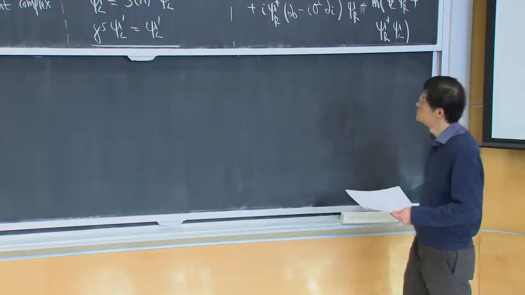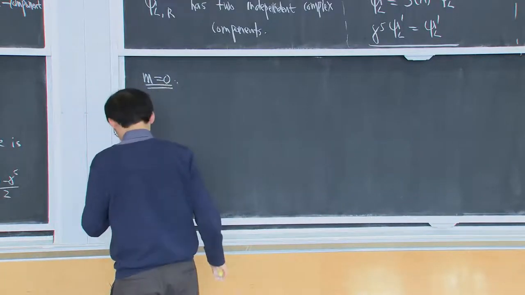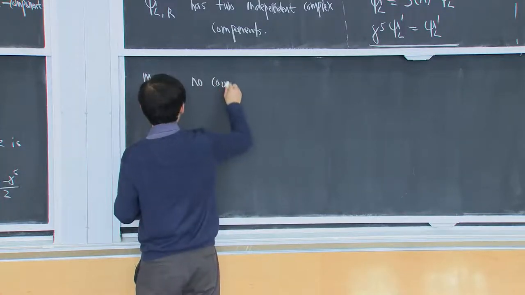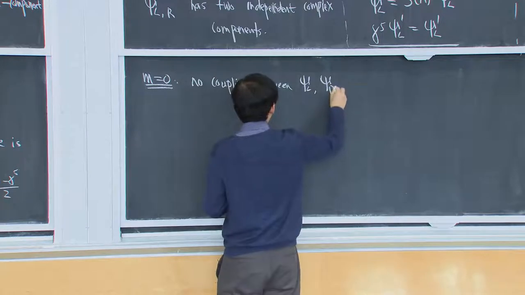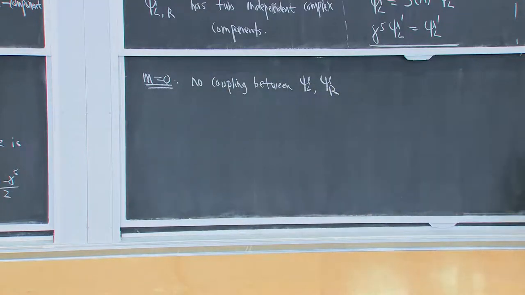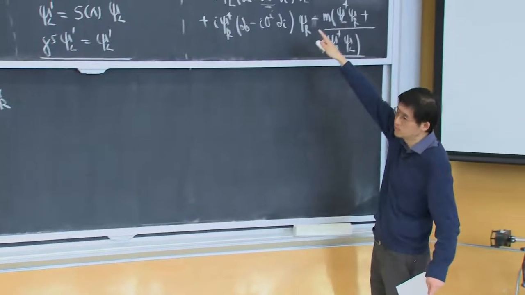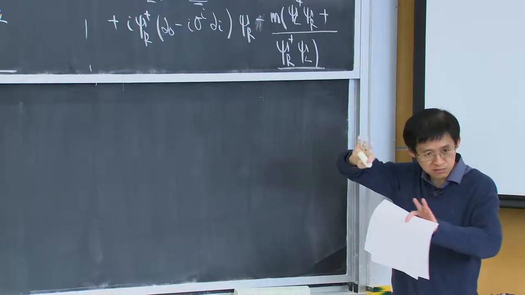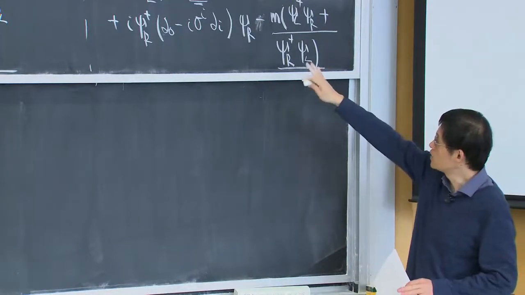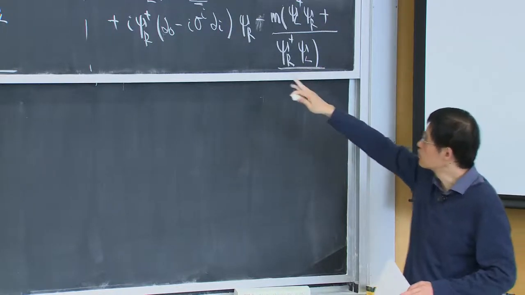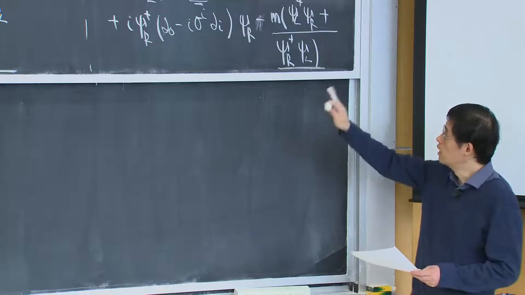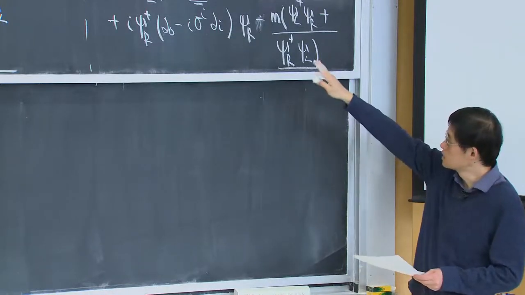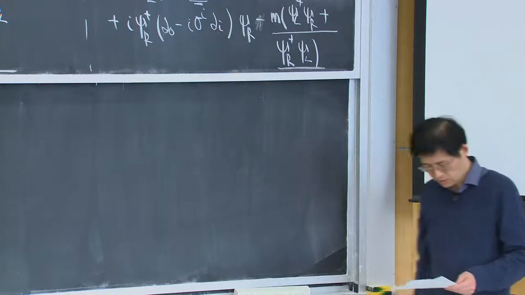So what you notice is that for m equal to zero, there's no coupling between psi L and psi R. It's the mass term which couples them together. In the kinetic term, there's no cross term between psi L and psi R. And this behavior is actually general. You can write it in arbitrary representations, but of course in an arbitrary representation I can no longer use this sigma i. Even though this feature is general, this particular form of the kinetic term only applies for the chiral representation.